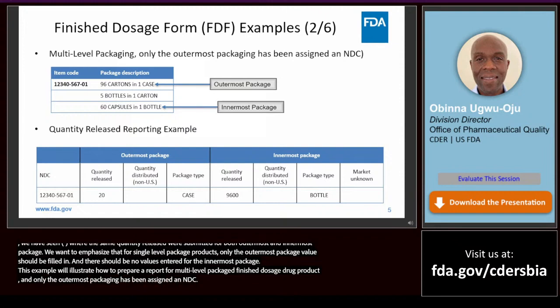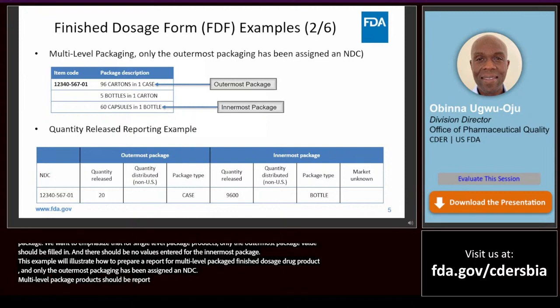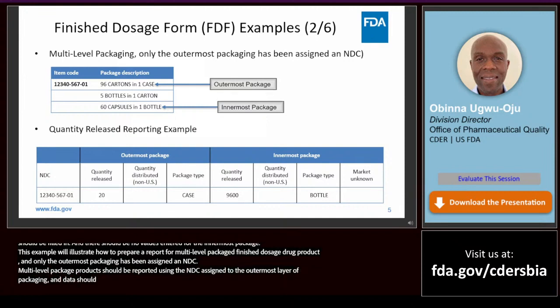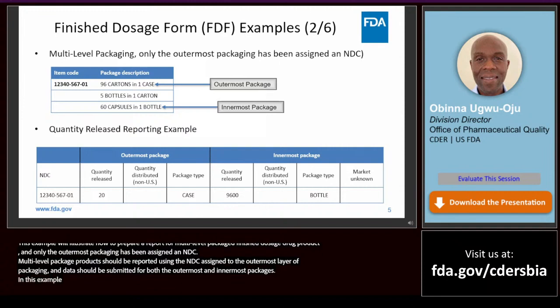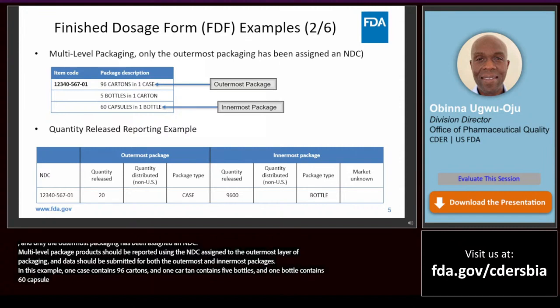Multi-level packaged products should be reported using the NDC assigned to the outermost layer of packaging, and data should be submitted for both the outermost and innermost packages. In this example, one case contains 96 cartons, and one carton contains 5 bottles, and one bottle contains 60 capsules. The outermost packaging quantity should be reported in cases, while the innermost packaging quantity should be reported in bottles.